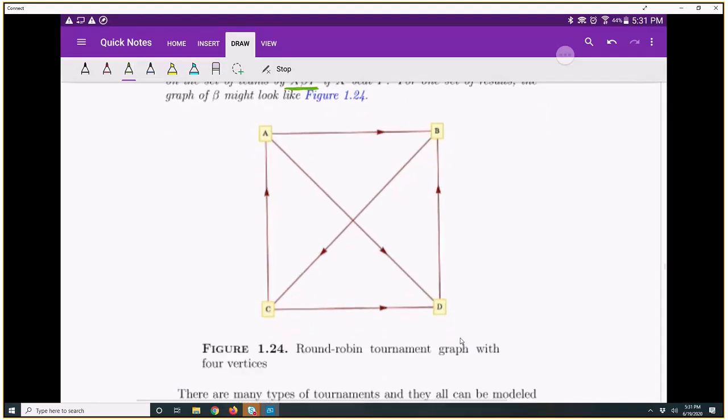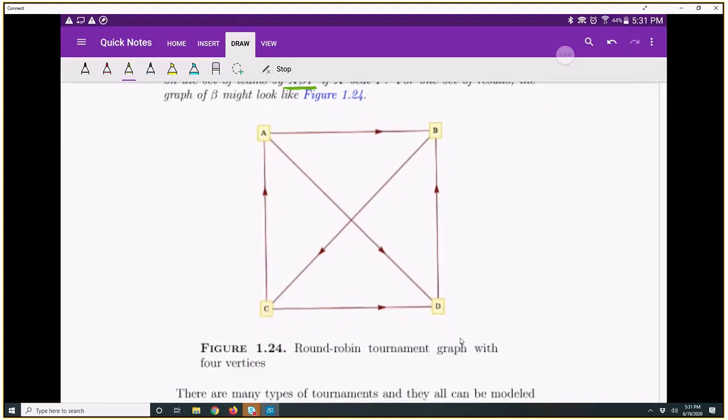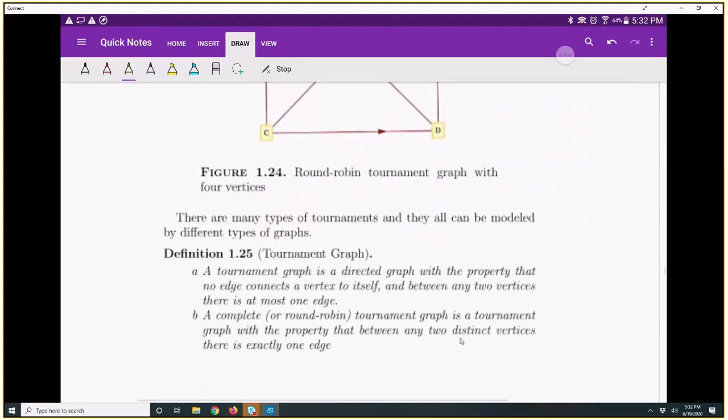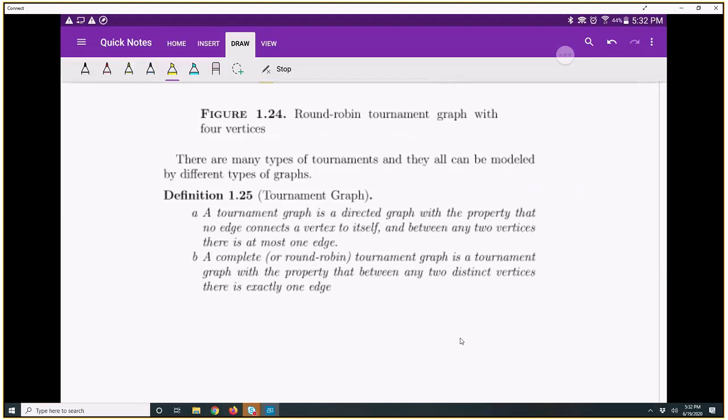So for example, one graph would look like this one here, and we could see from the graph that it looks like A has beaten B because A is related to B. And it looks like A beat D, but then I can clearly see that D beat B, and so on. There are all of these relationships here, and we can read them in that way. There are many types of tournaments, and they could all be modeled by slightly different graphs.